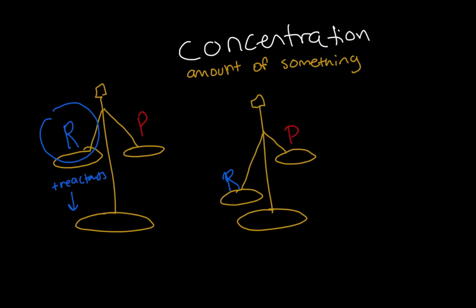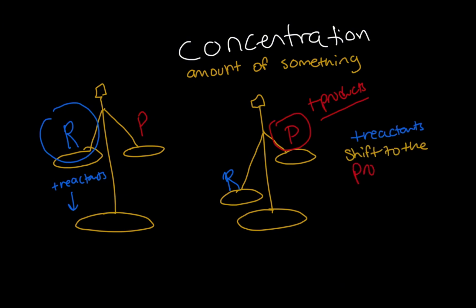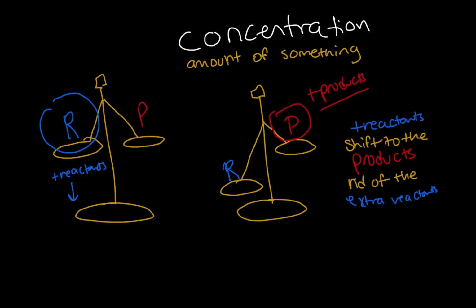But we want to maintain our equilibrium. We want to reestablish this equilibrium. So what we do is we're going to shift to the products and add more products in order for the amount of reactants to be the same as the amount in the products. That way we can reestablish this equilibrium. Once we add these extra products, we're going to be able to get rid of the excess reactants that we had initially. So if we add more reactants, we have to shift to the products in order to get rid of the extra reactants. Now the same thing is going to happen if we add products instead of reactants.